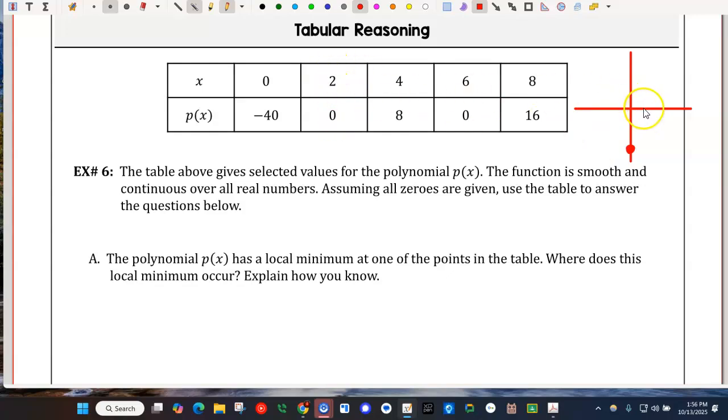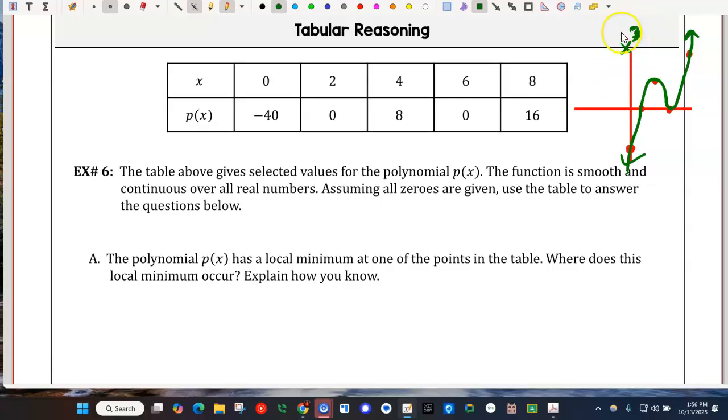2, 0, 4, 8, and 6, 0, and 8, 16. So just based upon that alone, I can tell that this has to go up, come back down, and then go back up. So it definitely has to be a cubic function, or something to the third degree. x to the third of some kind.